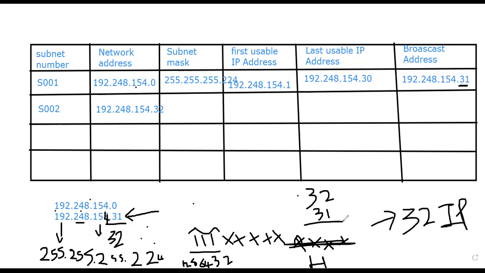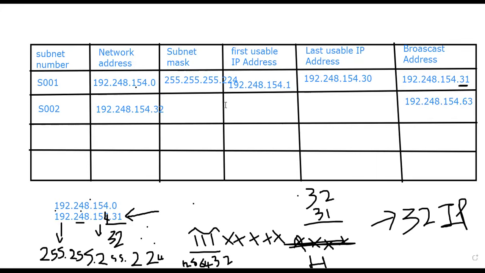Very easy. 32 plus 31 is going to give 63. First find the network address and broadcast address, then it's going to be easy for you. So the broadcast address is 192.248.154.63. And then you can write down the subnet mask, the same as I told.